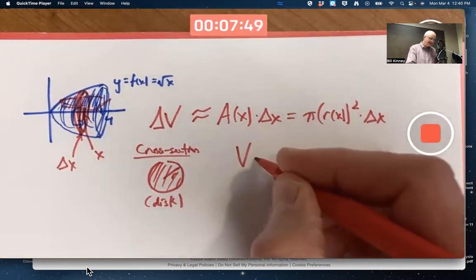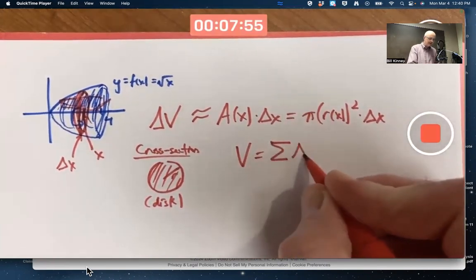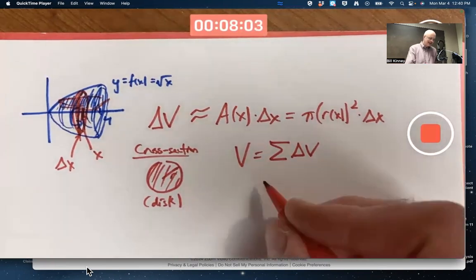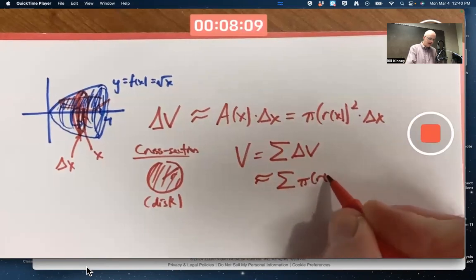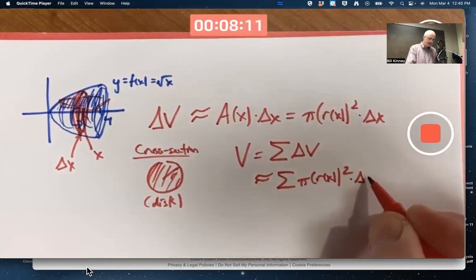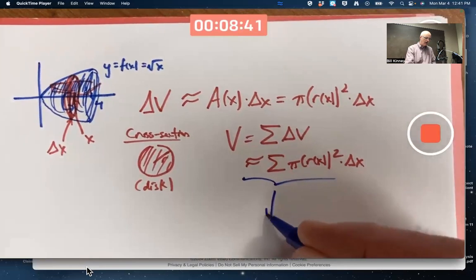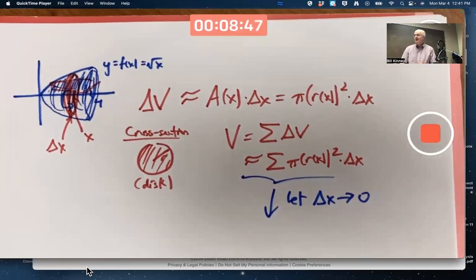The total volume of the entire solid then could be conceptualized as the sum of the volumes of the thin wafers. Being sloppy with our summation sign, not bothering to write i goes from 1 to n. And then replace delta V with what it approximately equals, pi times r of x squared times delta x. That's all set up to try to get to the integral. We now let delta x go to 0, effectively also letting n go to infinity.